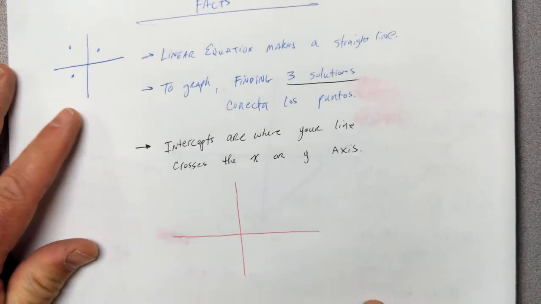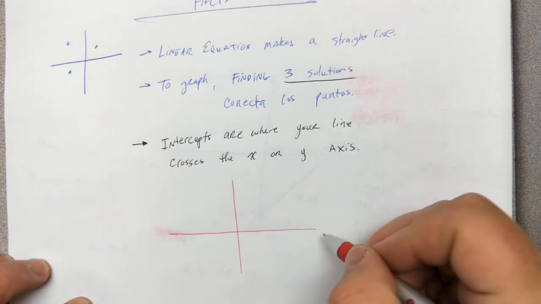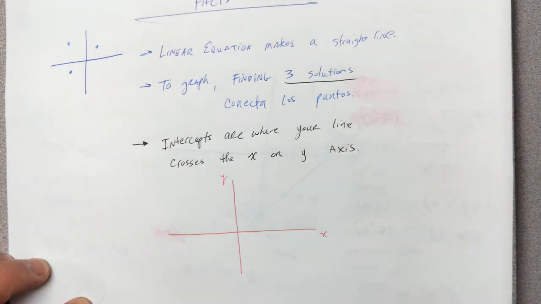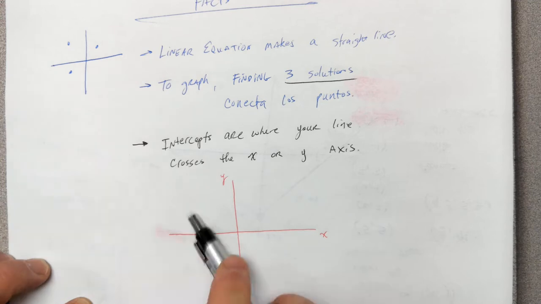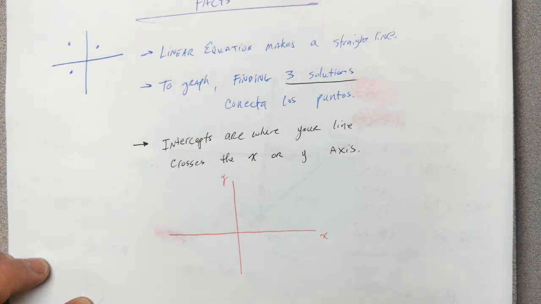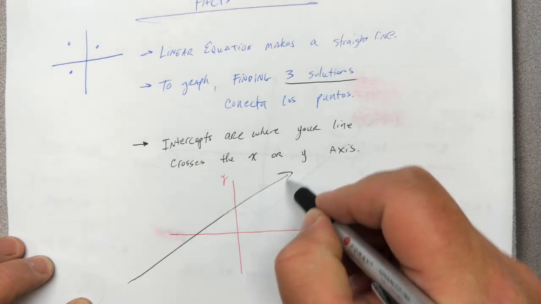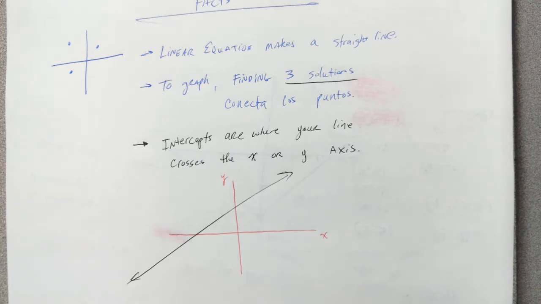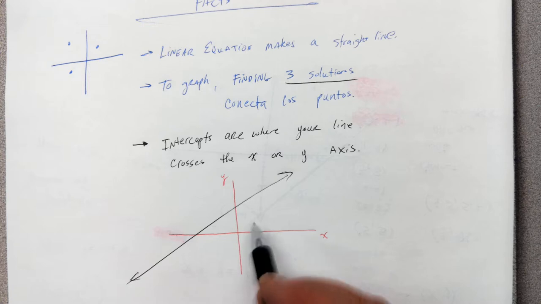Can you see that? So you know this is x, and that's y, and there are no numbers on here. Here's what I want to show you. When you make the whoosh sound, it helps. So go ahead and draw that. Watch, I want to show you something.